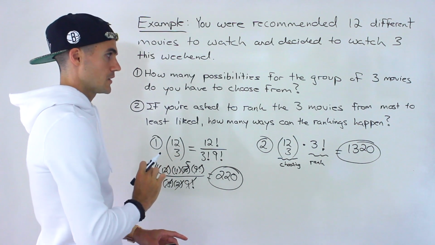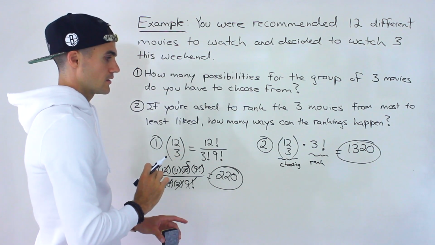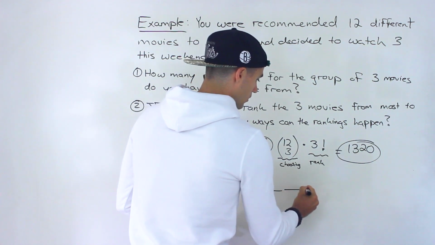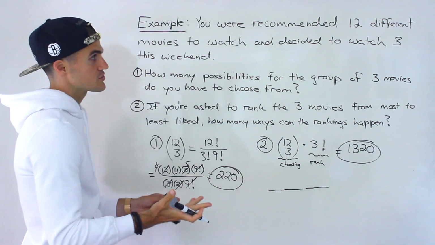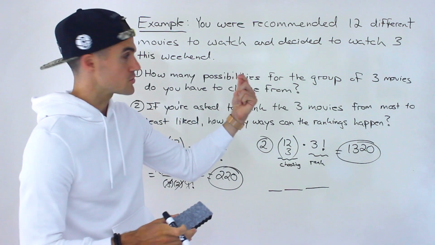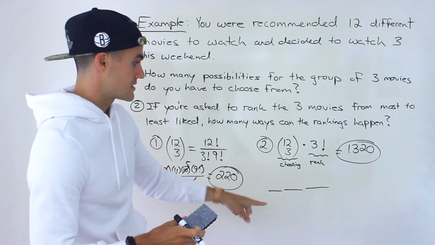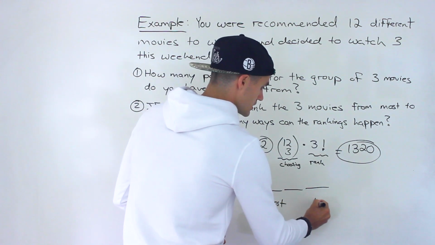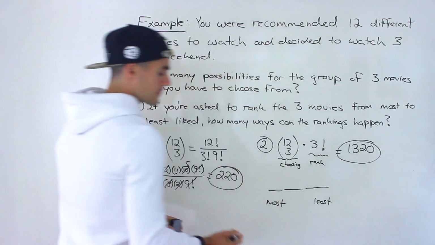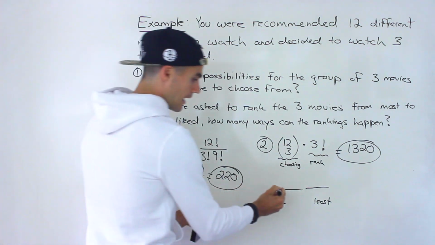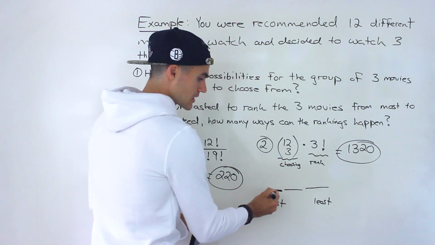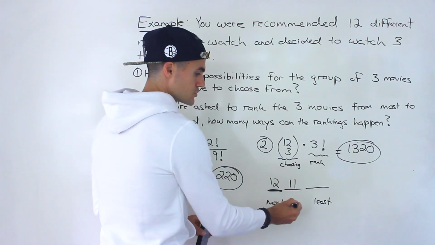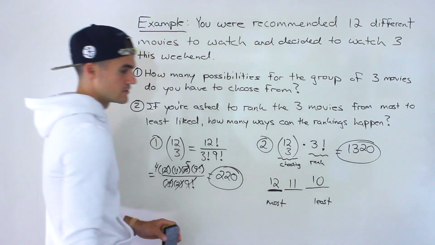Now another way to do it is we don't have to look at these as separate events. We can just say, if we're going to rank them, the order is going to matter for choosing those 3 movies. And so this would be most liked, this would be least liked. If we look at all 12 movies, how many ways can we choose our most liked movie? 12 different ways. Then there would be 11 to choose from here, and then 10 to choose from there.